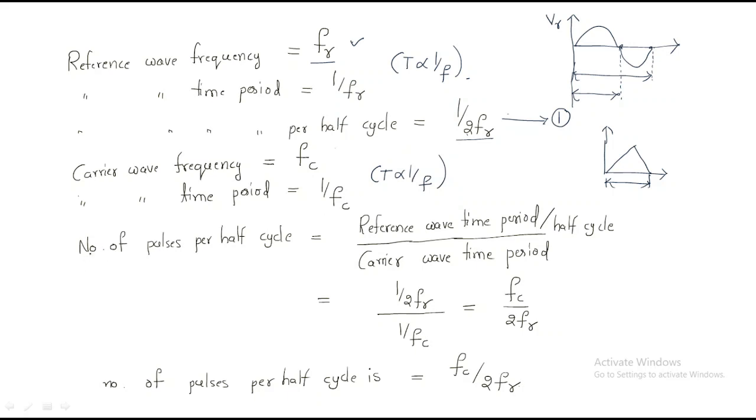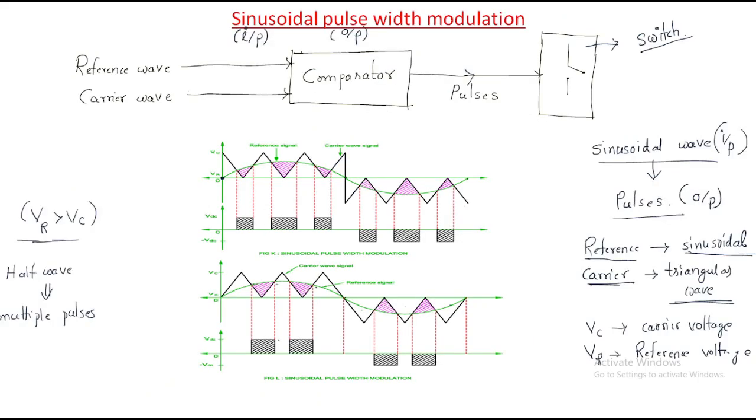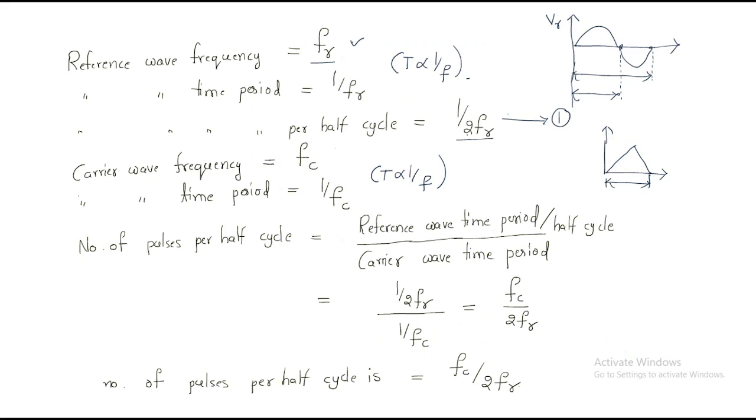Right. Here, number of pulses per half cycle. If you observe here, by looking directly, we have 3 pulses per half cycle. But here we have only 2 pulses per half cycle. So in order to find the number of pulses per half cycle, the formula is reference wave time period per half cycle divided by carrier wave time period.